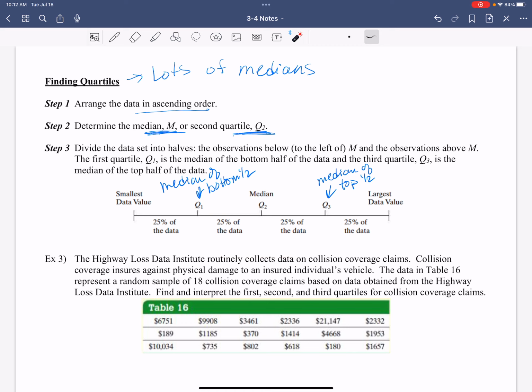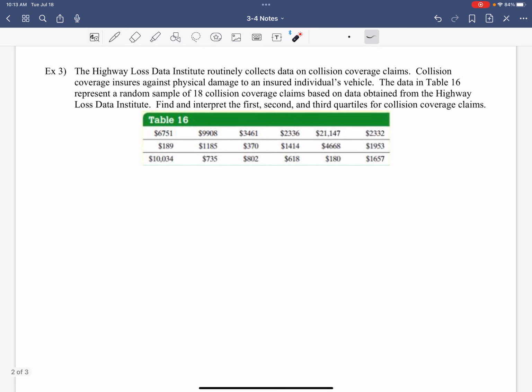Okay, cool. So let's do that. So step 1, arrange in ascending order. So the highway, I'm going to scoot this up a little bit. The Highway Loss Data Institute routinely collects data on collision coverage claims. Collision coverage insures against physical damage to any insured individual's vehicle. And so the data in this table represent a sample of 18, based on the data from the Highway Loss Institute. All right, so we want to find the first, second, and third quartiles. So we want to find the first quartile, the median of the whole thing, which is the second quartile, and the third quartile. So step 1, put it in order.